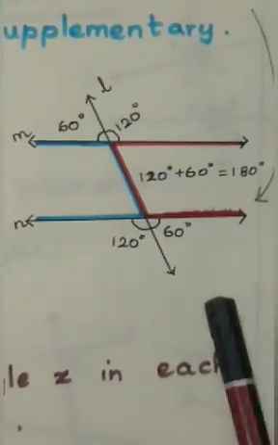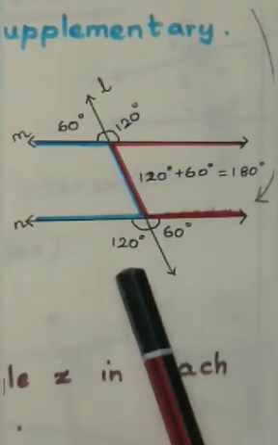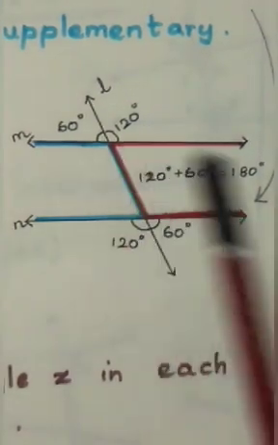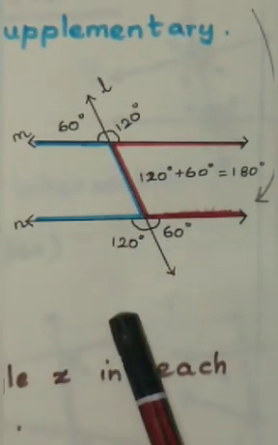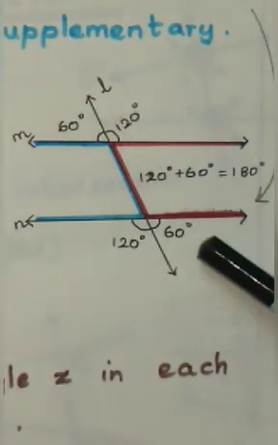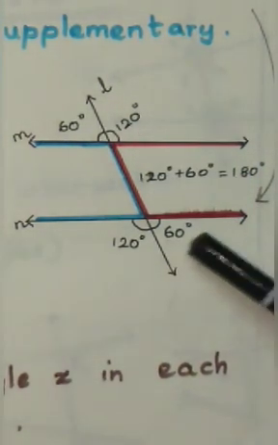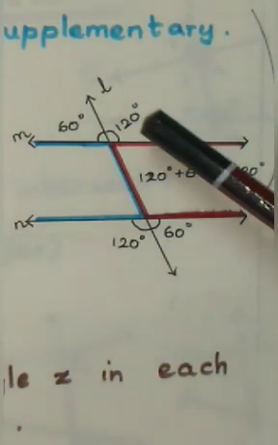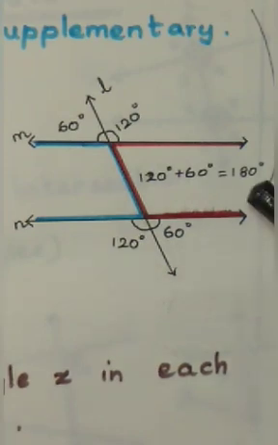Now see this figure. What do you observe? Name the angles. They are exterior angles. Like interior angles, exterior angles that lie on the same side of the transversal are supplementary. That is, when you add the angles that lie on the same side of the transversal, we get 180 degrees.